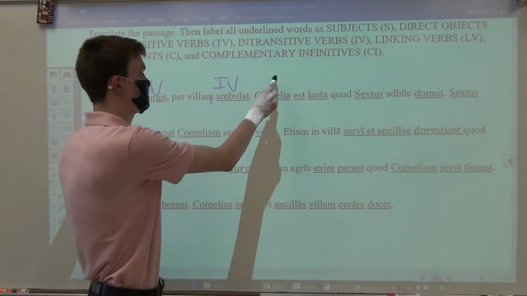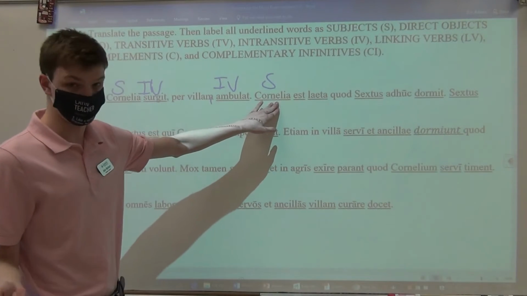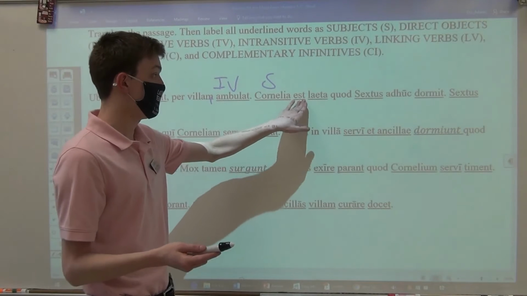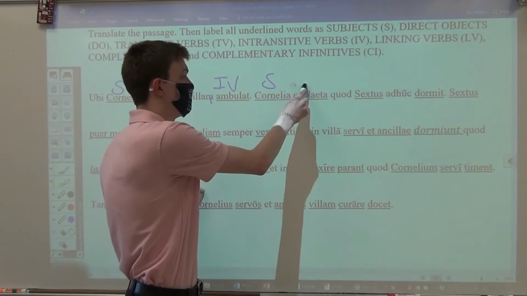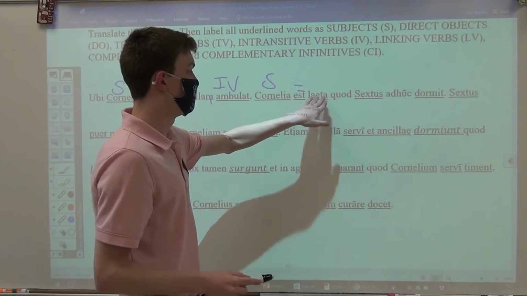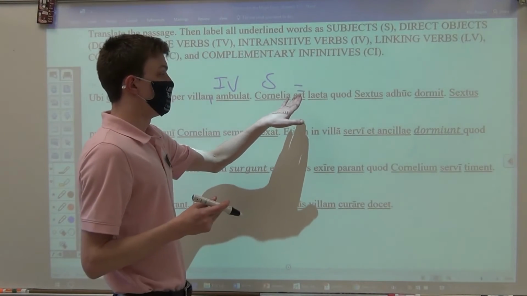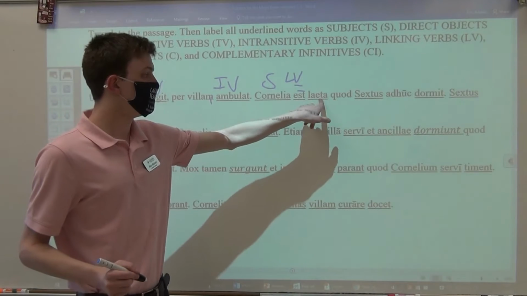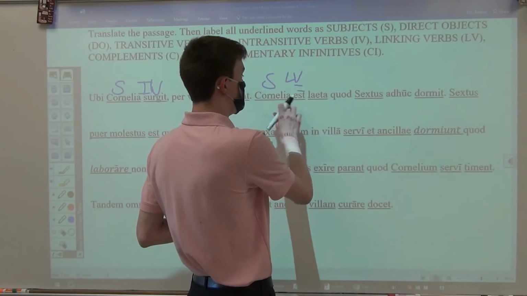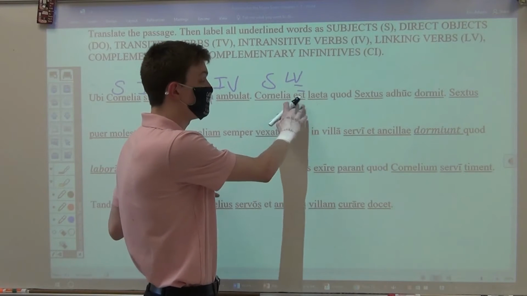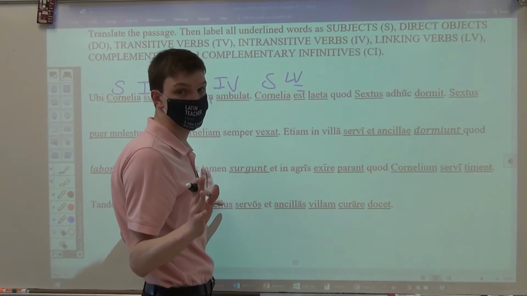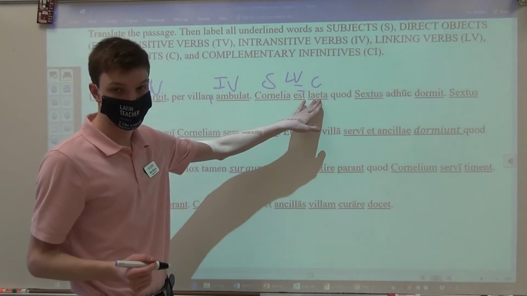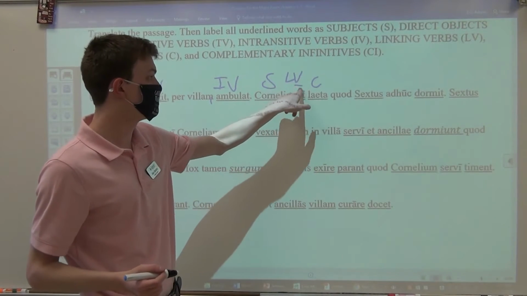Cornelia, same thing as this one, is our subject, because it's our nominative, singular, feminine, first declension noun. Cornelia, est, is an equal sign because she equals this adjective, which we'll get to. But est is a linking verb because linking verbs are equal signs. Cornelia is laeta, happy. So this is describing Cornelia, but it's also somewhat a subject. But it's not a subject because it is a complement, which is just pretty much explaining or describing Cornelia. So Cornelia is happy. Subject equals complement.